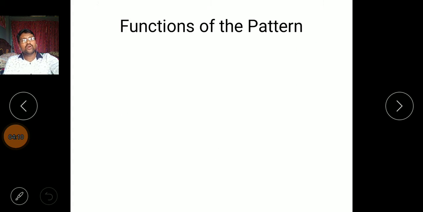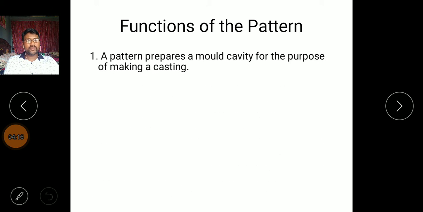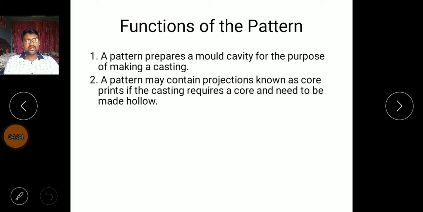In this, there are a number of elements in the gating system that we will discuss. Next, functions of a pattern. A pattern prepares a mold cavity for the purpose of making a casting. Mold cavity is the empty portion we get whenever we remove the pattern from the molding. Next, a pattern may contain projections known as core prints. If the casting requires a core and needs to be made hollow, we will use a core.